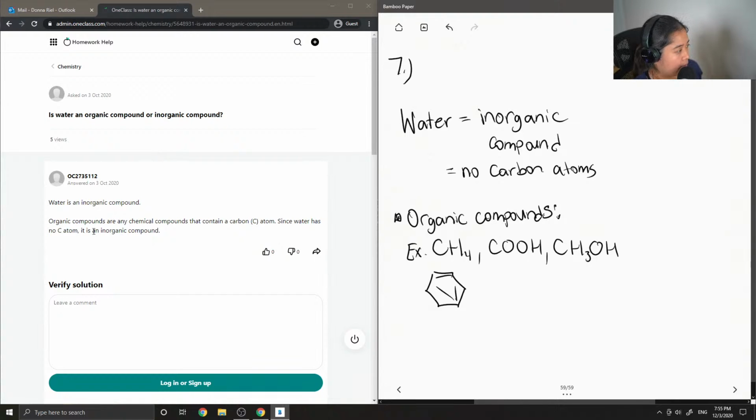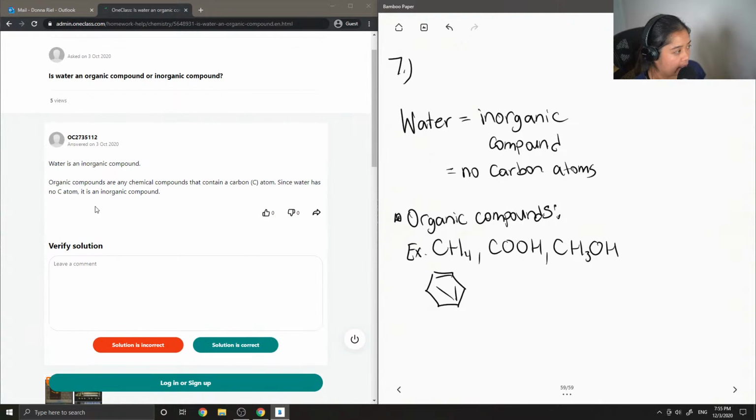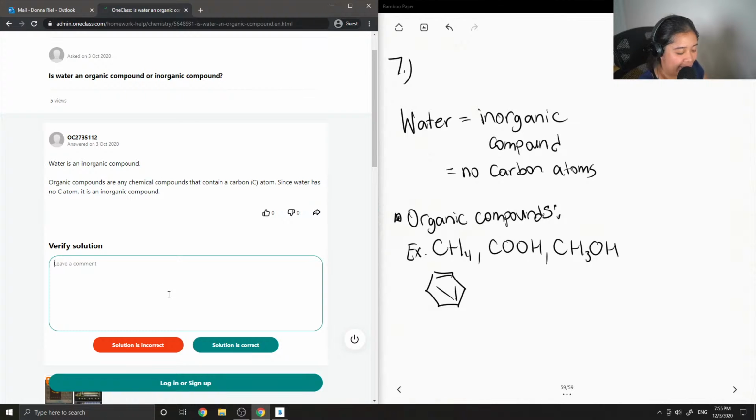Yeah, pretty straightforward answer. Junior tutor said water is an inorganic compound. Organic compounds are any chemical compounds that contain a carbon atom. Since water has no carbon atom, it is an inorganic compound. Yes, so this solution is correct.